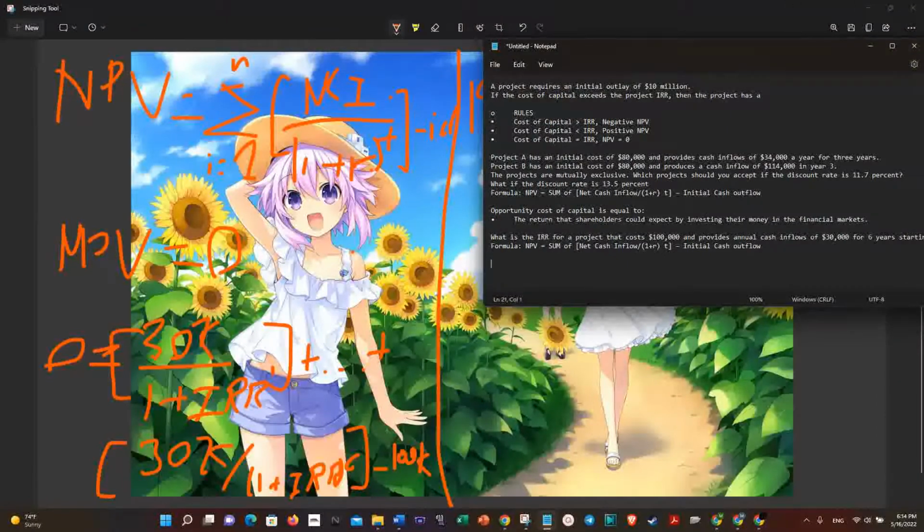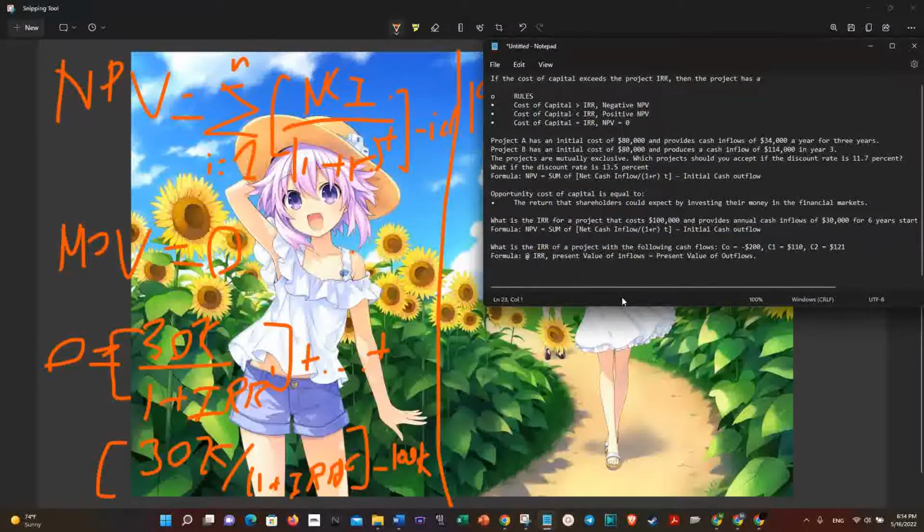Up next, wait, let me open the notepad. Up next, the subsequent question is, we need to find the IRR of a project with the following cash flows. Our following cash flows in this case are cash at 0, which is equal to negative 200. Cash at 1, which is equal to 110. Cash at 2, which is 121.